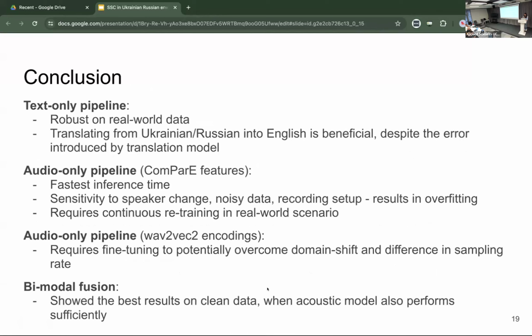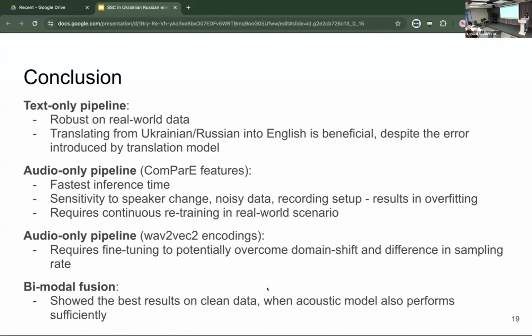The audio-only pipeline using compare features has the fastest inference time, but is very sensitive to speaker change, noisy data, and recording setup, which results in overfitting. So to use this audio pipeline on real data, we need to create a bigger, more robust data set, and it will require continuous retraining in a real-world scenario.